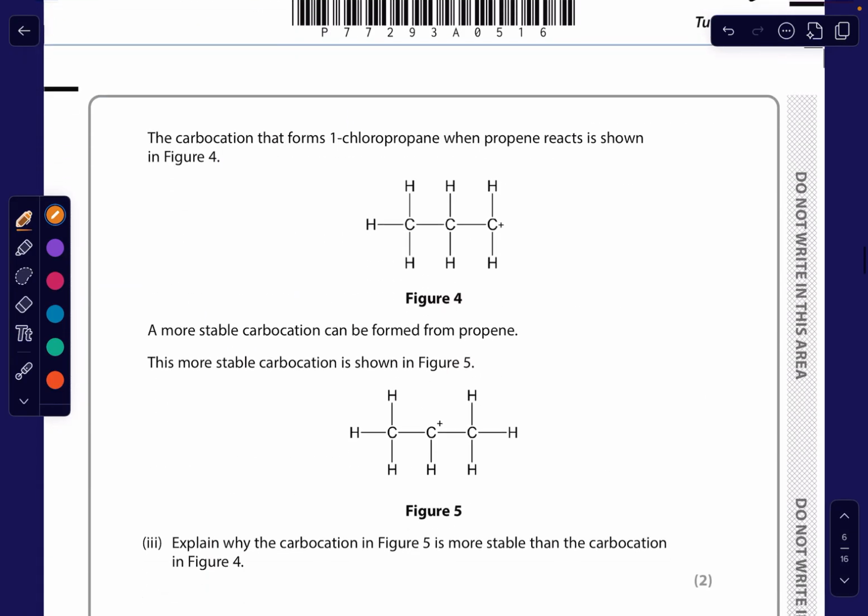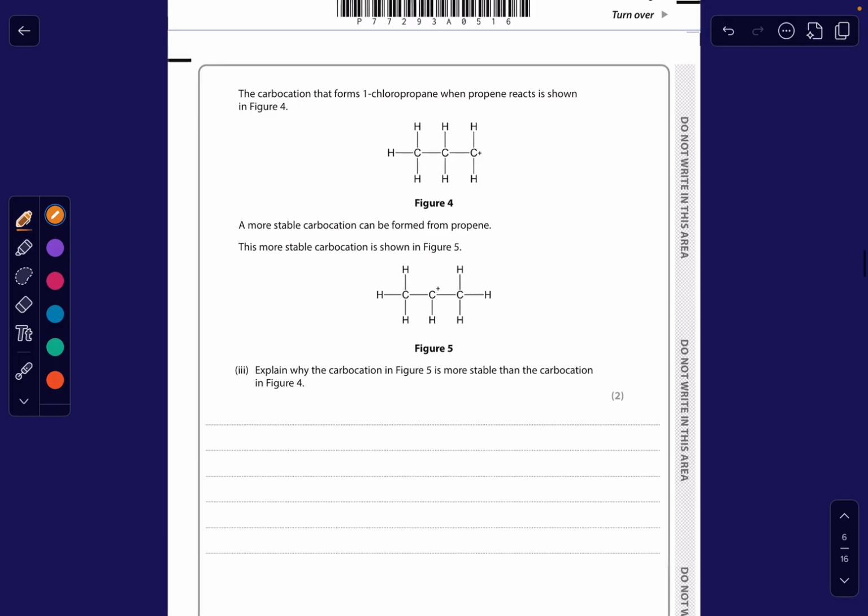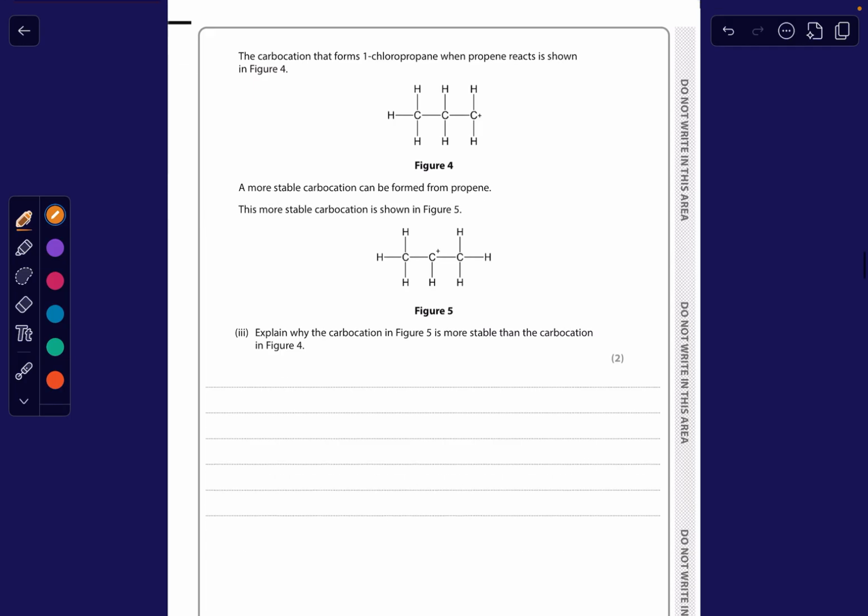Let's move on. This question caused quite a bit of confusion when I set it, so we're going to have a look at this in a little bit more detail. Quite a good handful of you recognised how to get the first mark. I don't think anybody identified how to get the second mark, which is actually much more difficult to get. It says, explain why the carbocation in figure 5 is more stable than the carbocation in figure 4.